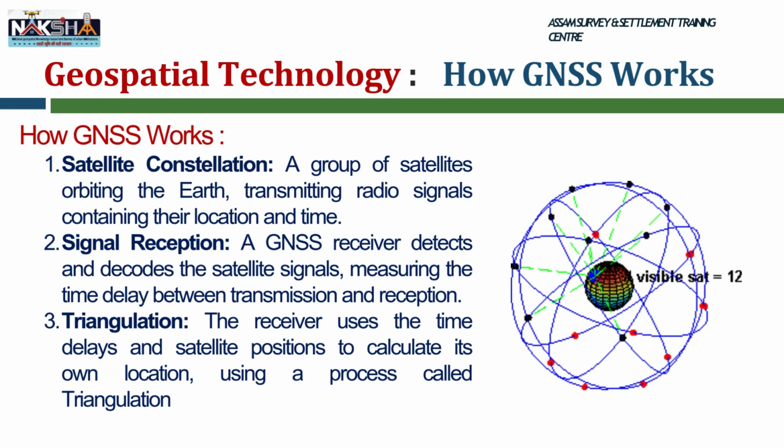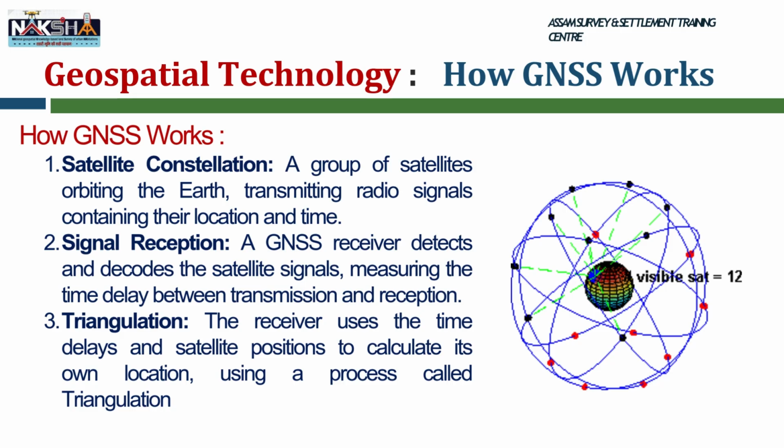Now that we know what GNSS is, let's understand how it works. Satellite constellation. A group of satellites continuously orbit the Earth. Each satellite sends out radio signals that carry two key pieces of information: its exact position and the current time. Signal reception. A GNSS receiver, like the one in a smartphone or survey instrument, picks up these signals. By measuring the time taken for the signal to travel from the satellite to the receiver, the device can calculate its distance from that satellite.